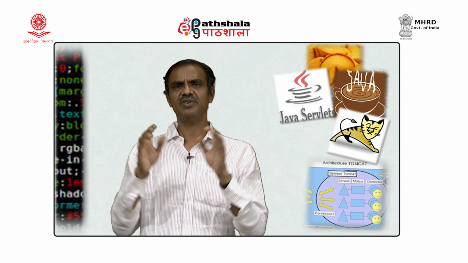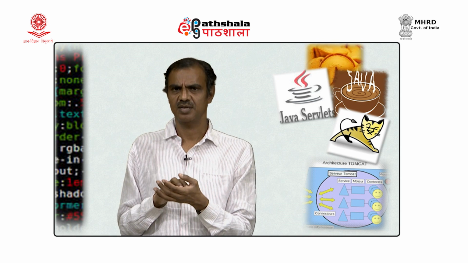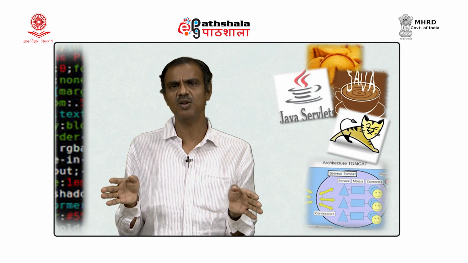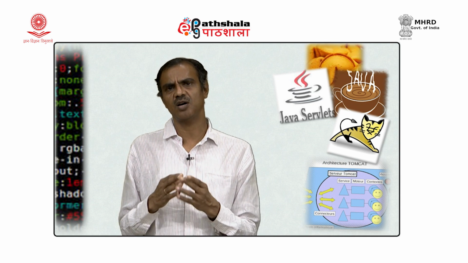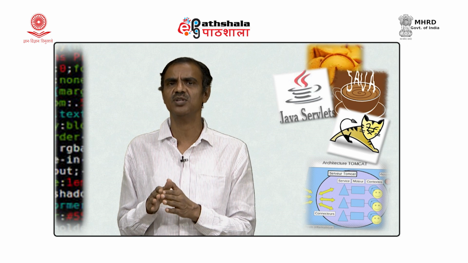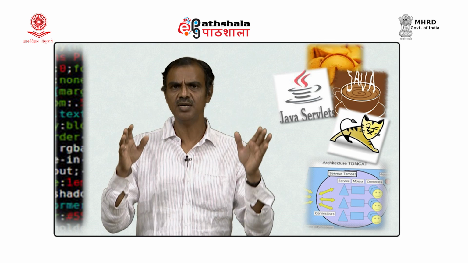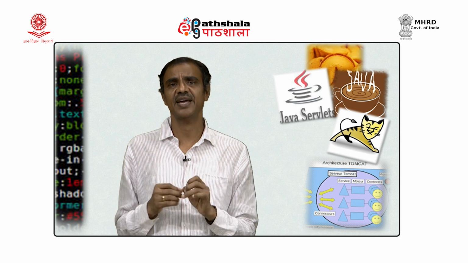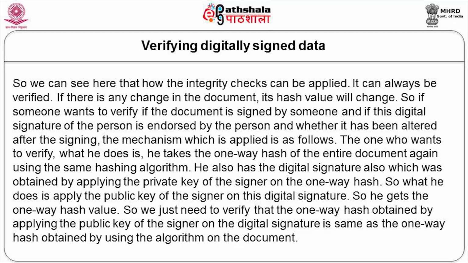The one-way hash is very small, it is just a fingerprint, but on that he is applying the encryption. When he generates an encryption of that, it would again be a small thing, it will not be a huge thing. So, the encryption of the one-way hash which has been generated for the document, this value which is generated, is then stored along with the document. So, this is the document which is digitally signed. You can see here how the integrity checks can be applied. This is something which can always be verified.